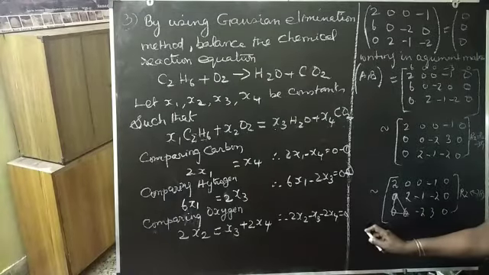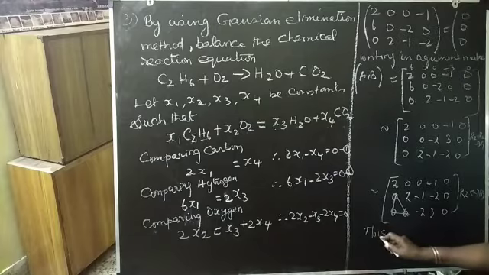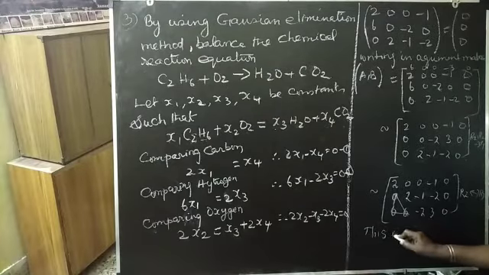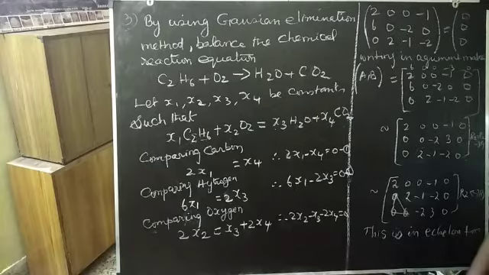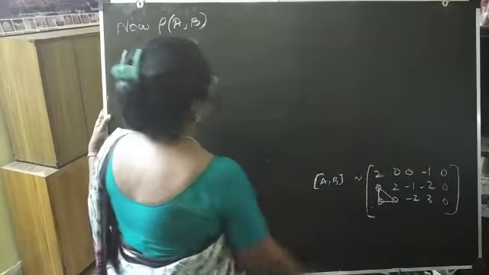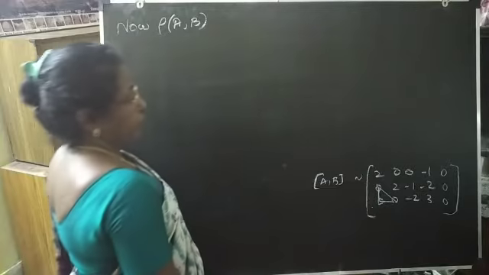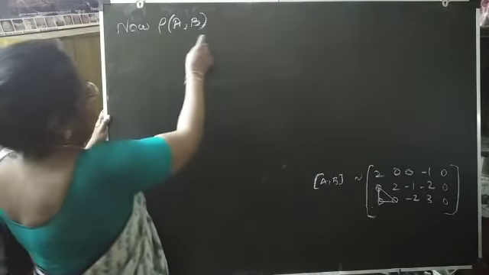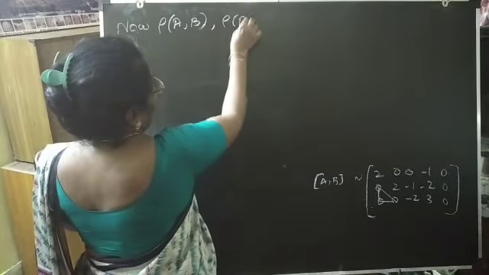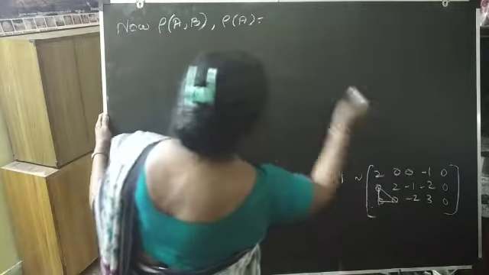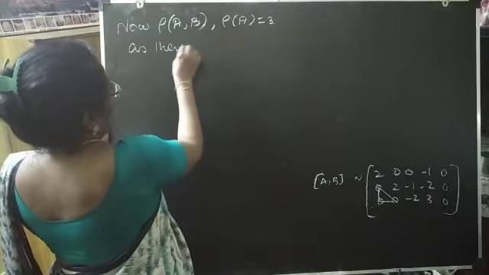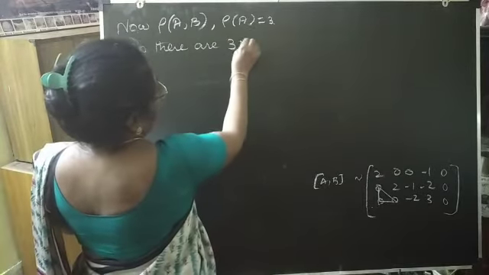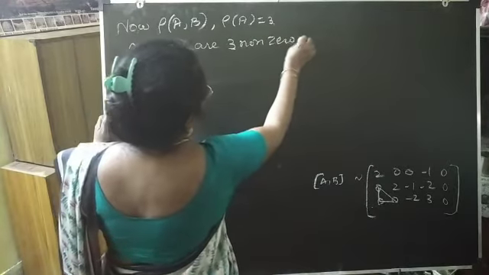Therefore, this is an echelon form. Now this matrix is in echelon form. See, there are 4 variables. Now here rank of AB is equal to rank of A, there are 3 non-zero rows, therefore this must be equal to 3, as there are 3 non-zero rows.